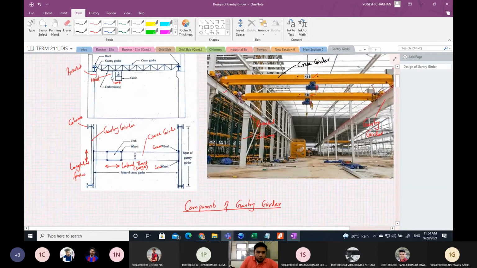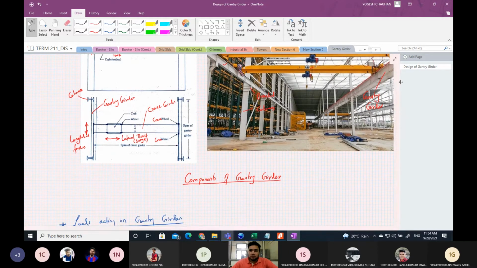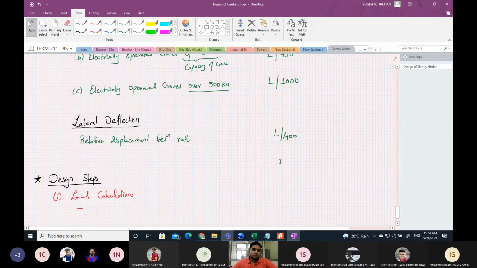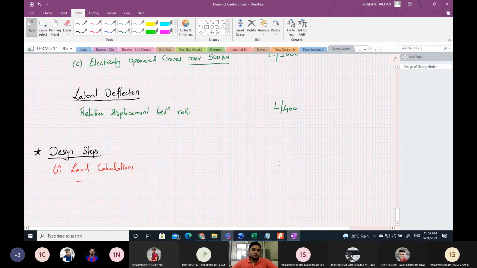So because of this, the rail has a tendency to deflect laterally, like this. So this lateral deflection should be limited. Otherwise, the crane may slip and it can fall. So this lateral deflection is limited by the code, and it is given as span by 400. Okay.